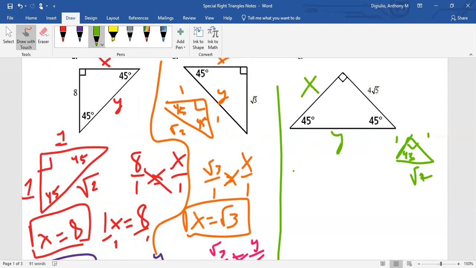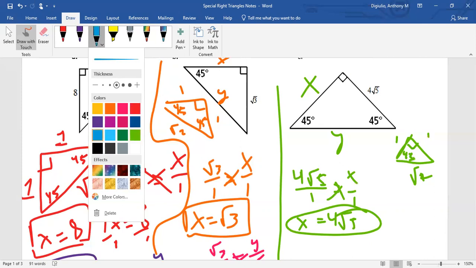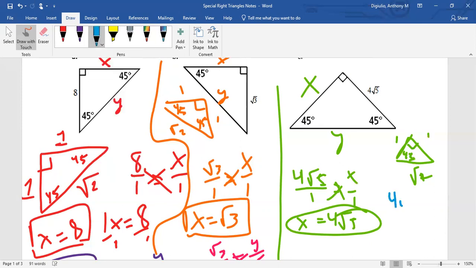So I've got 4 root 5 over 1 equals x over 1. I'm going to cross multiply them. 1 times x gives me x. 1 times 4 root 5 gives me 4 root 5. And then if I'm solving for y, again, I'm going to start with the exact same proportion that I already know. 4 root 5 over 1 equals y over root 2.